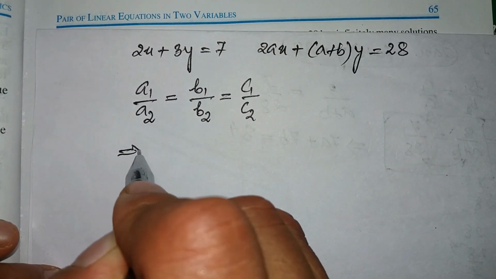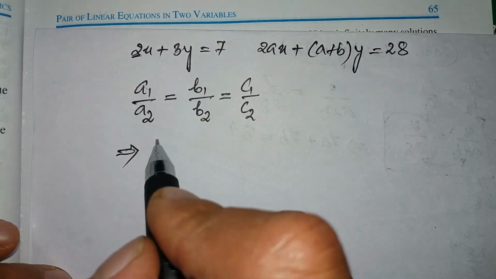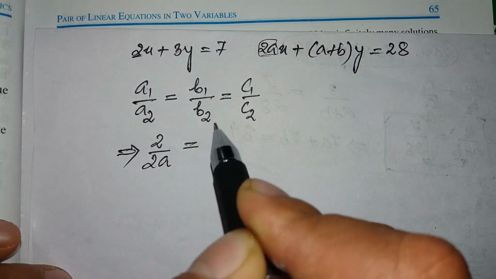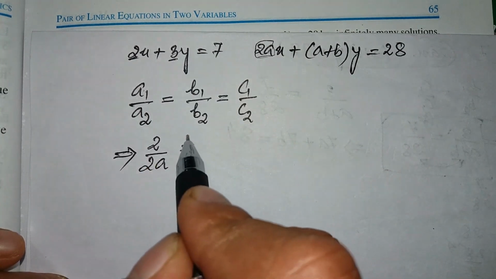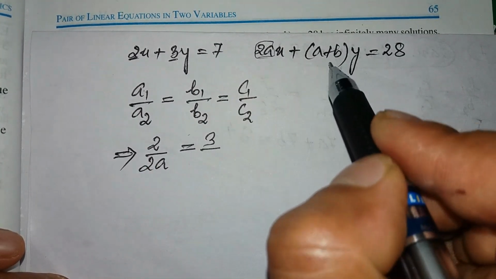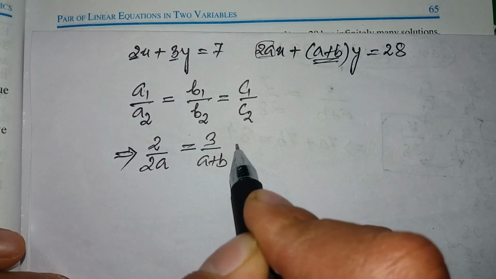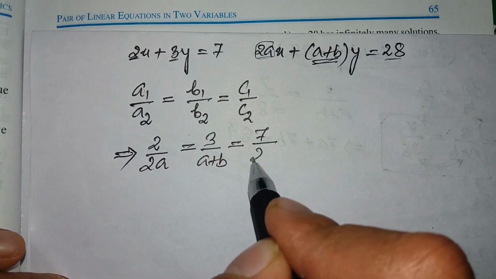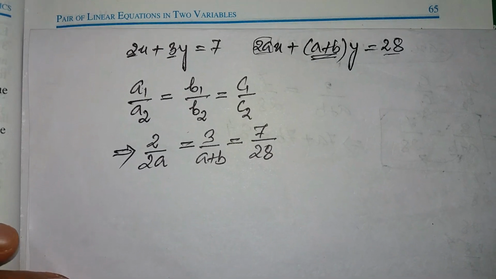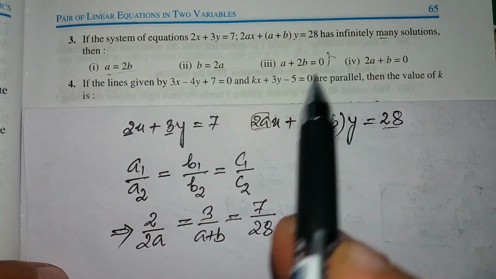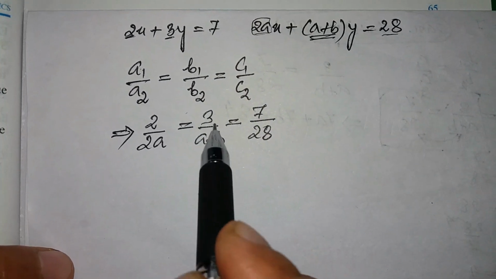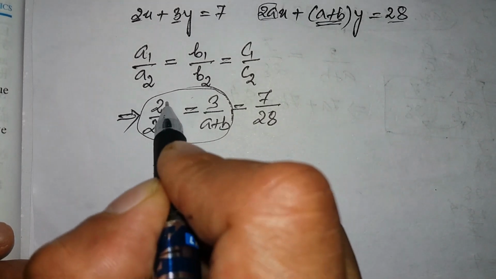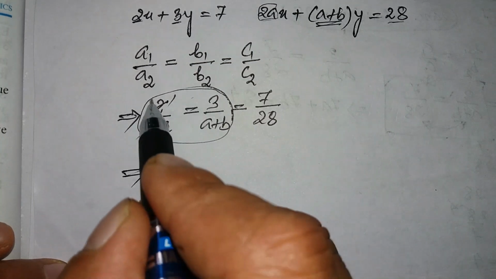So here now a1 is 2 and a2 is 2a, and this is equal to b1 is 3 here, and b2 is a plus b here, and c1 is 7 and c2 is 28 here. Now to get the relationship between a and b, we will try with the first two. So here these two you can cut. Now let's cross multiply these two.